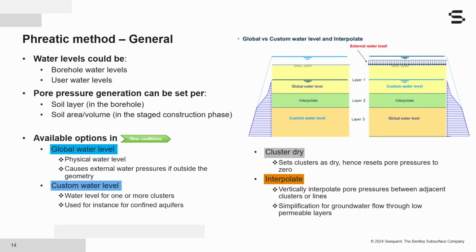Now, the only difference is that in the right case, we also have an external water load. And this is because the global phreatic level is located above our soil in an inactive soil cluster. Or to put it in more accurate terms, it is outside our active geometry. So this is something to be aware of, and this is something that I also mentioned in the list of the global water level.